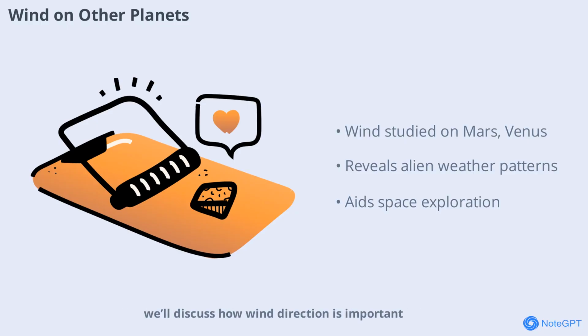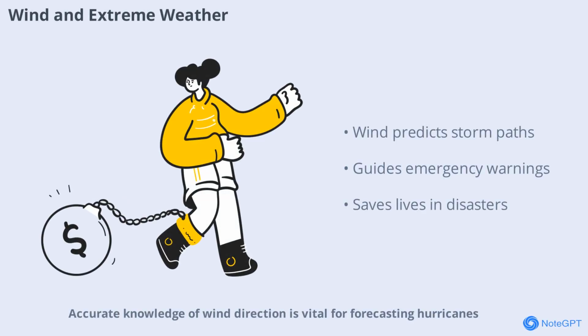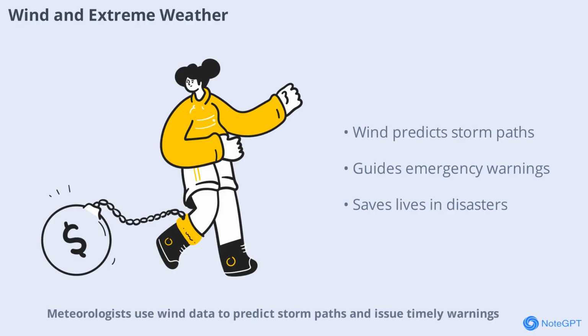Next, we'll discuss how wind direction is important for forecasting and preparing for extreme weather events. Accurate knowledge of wind direction is vital for forecasting hurricanes, tornadoes, and severe storms. Meteorologists use wind data to predict storm paths and issue timely warnings. Communities can prepare and respond more effectively when they know which way the wind is blowing. Understanding wind direction saves lives and reduces damage during extreme weather events.